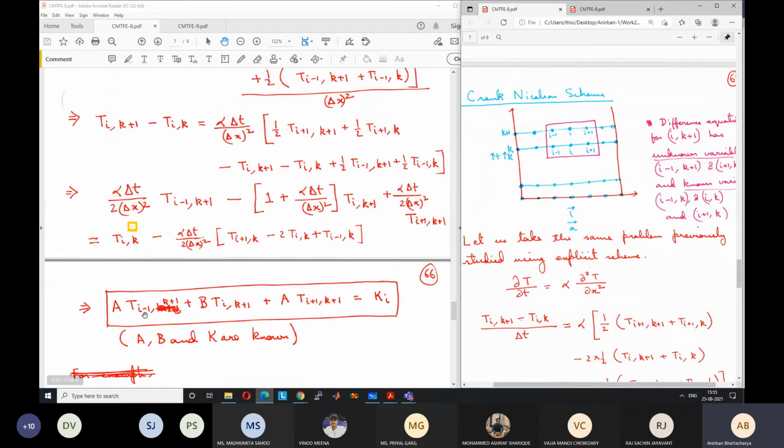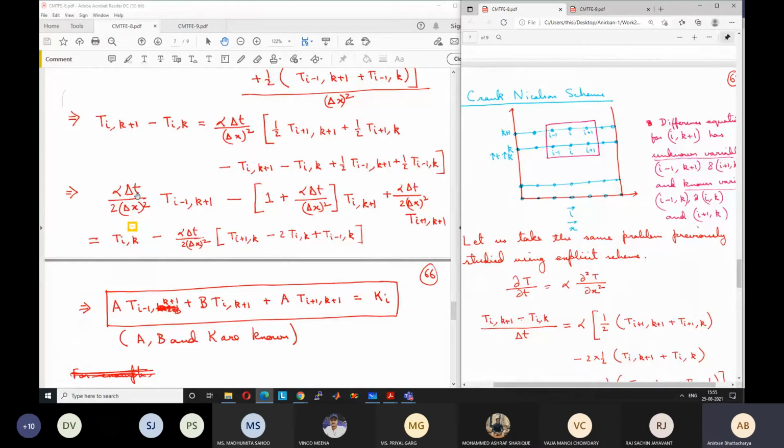Again, just reiterating, these are the three unknowns: T i minus 1 k plus 1, T i k plus 1, and T i plus 1 k plus 1. A, b, and k are known. A is known because alpha is a material property, diffusivity. Delta t is a numerical parameter, the time step, which we are specifying, so it is known to us. And delta x also is a numerical parameter, the grid step, which we also specify, so that is also known to us. So A is known and similarly B is known.